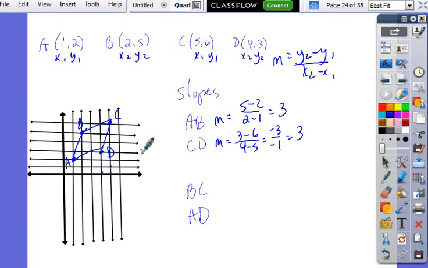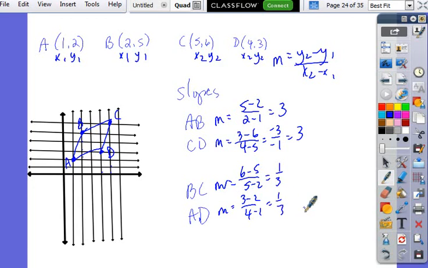So when I do BC, well now B is my x1, y1, and then C is my x2, y2. So I would say 6 minus 5 over 5 minus 2, that's 1 over 3. AD, A is my 1, D is my 2 here. It's 3 minus 2 over 4 minus 1. That's 1/3. So I got the same slopes here. So now I automatically know what? Yes, a parallelogram.